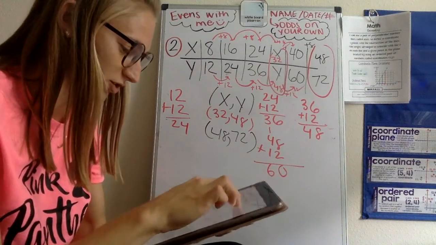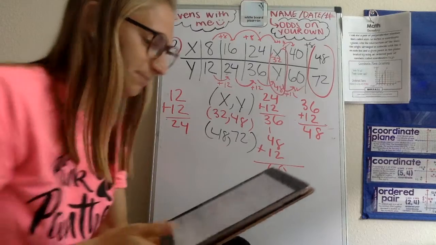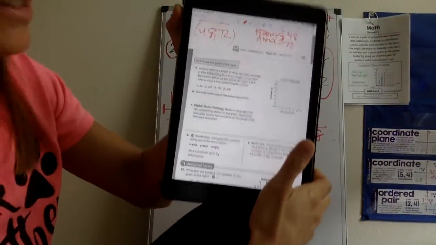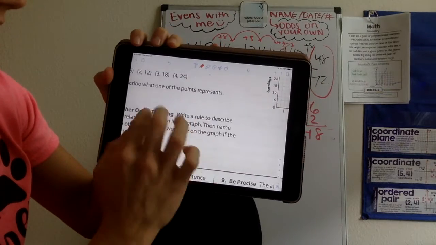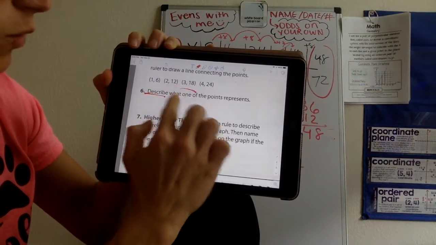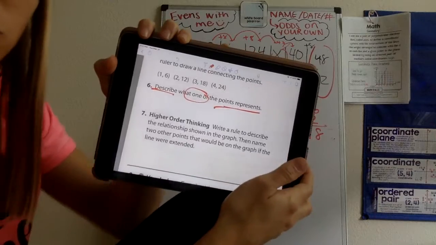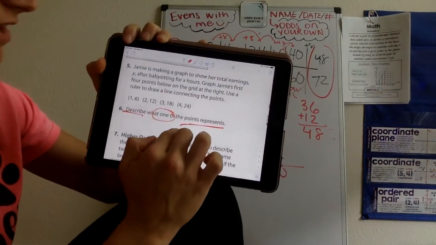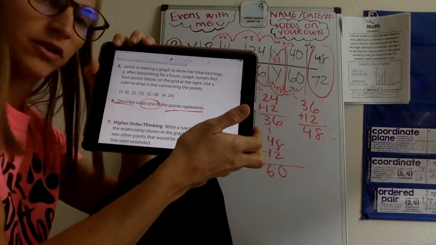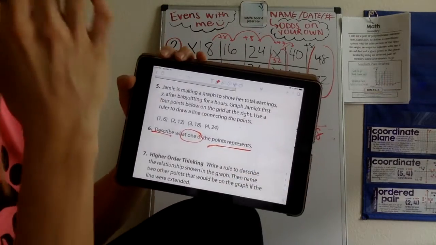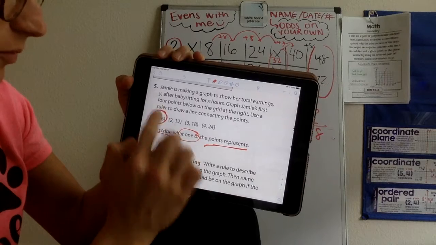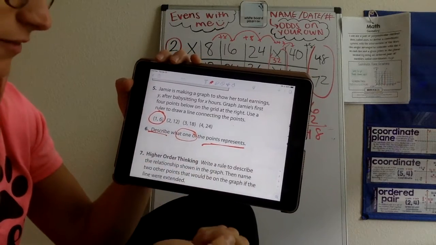Alrighty, believe it or not, we're almost done. We just got a couple more questions to go. Alrighty, number 6. I'm going to zoom in. Number 6 says, describe what one of the points represent. So number 6 piggybacks off of number 5. Lucky for me, actually, I'm not going to be doing that one. But it does tell me, what do the points mean? I'm just going to pick one of them. I'm going to pick the first one.